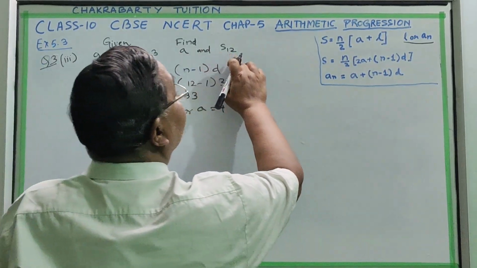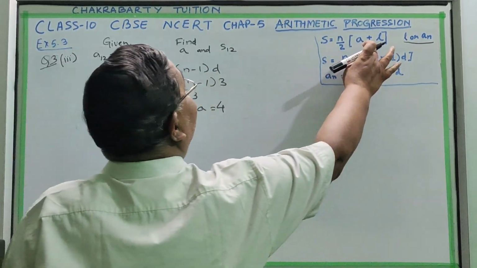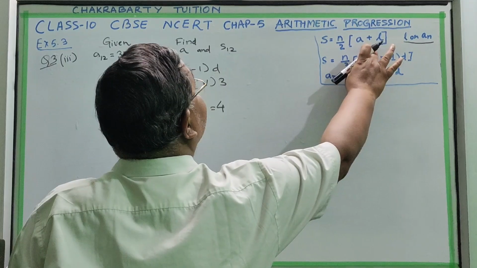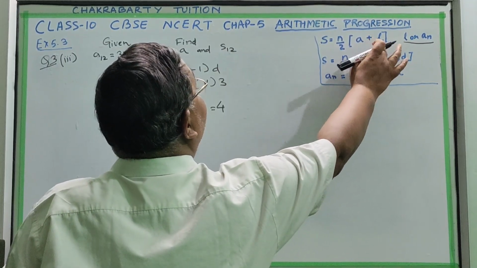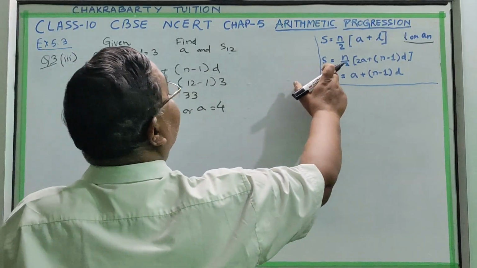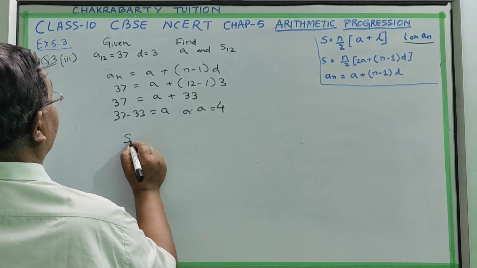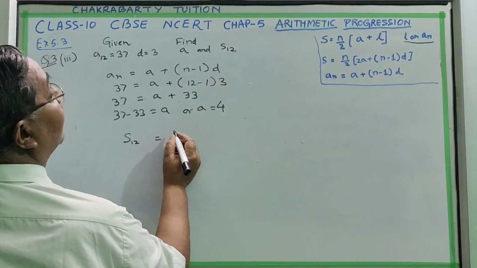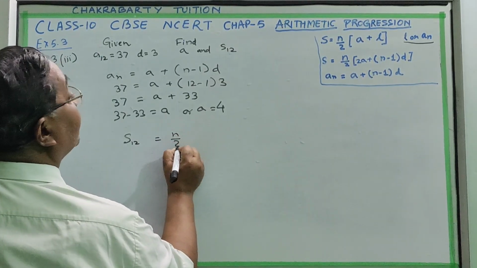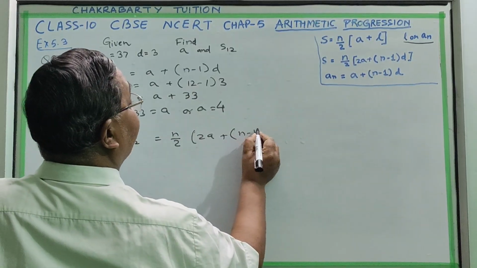Now S we have to find. We can use this formula, because here the last term is not given. We use the other formula when the last term is given. So now here we are using it. S12, sum up to 12, is n upon 2 times (2A plus (n minus 1) d).